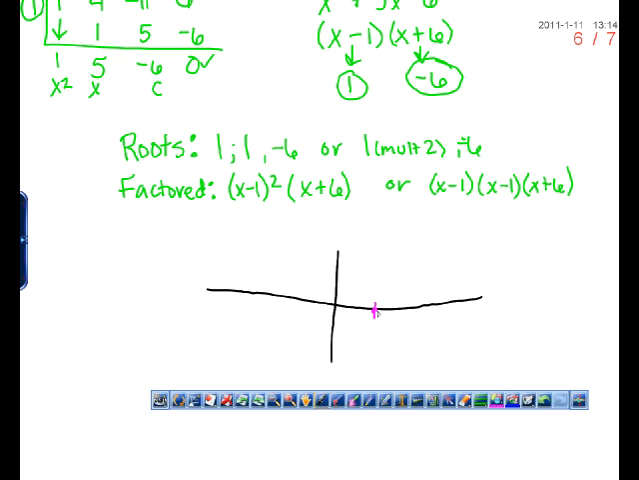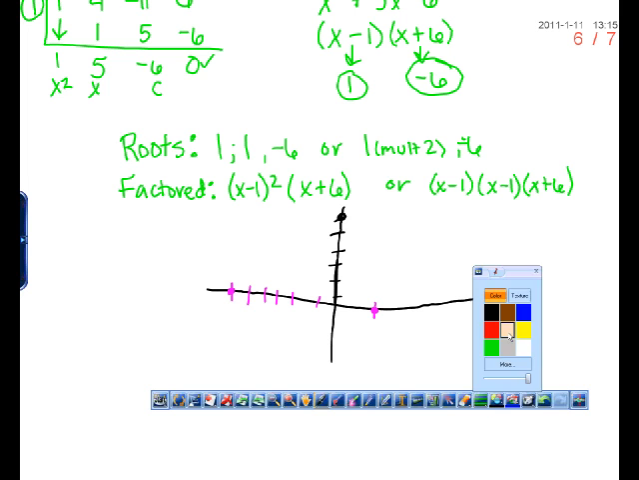I have a double root at 1. I have a single root at -6. What is my y-intercept? 6. End behavior to the left. Or sorry, let's start with the right. End behavior to the right. Rise. End behavior to the left. Fall.